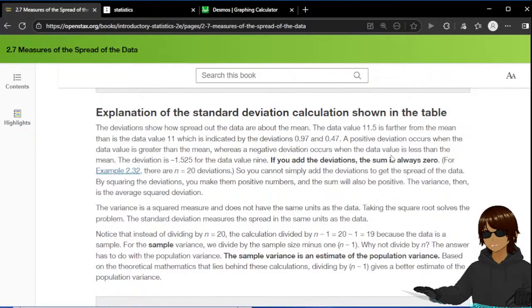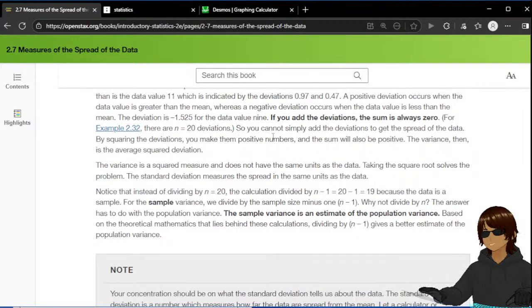If you add the deviations, the sum is always zero. So we do not simply add the deviations to get the spread of the data. By squaring the deviations, you make them positive numbers, and the sum will also be positive. Variance then is the average squared deviation. Variance is a squared measure and does not have the same units as the data. Taking the square root solves the problem. Standard deviation measures the spread in the same units as the data.